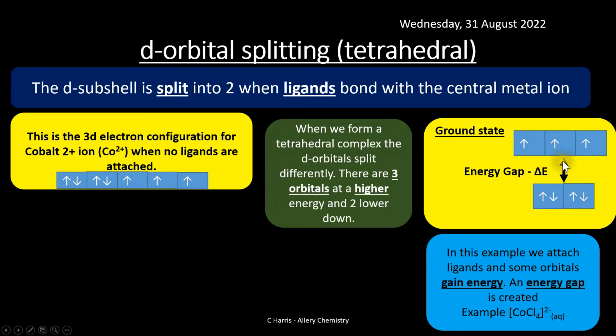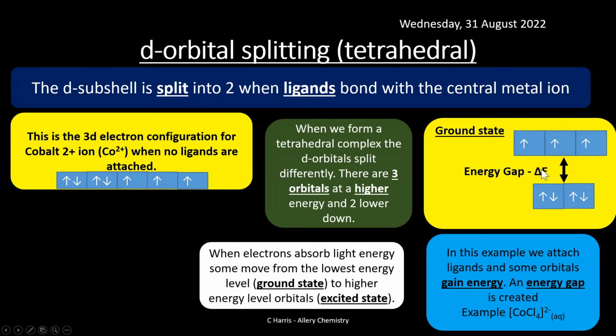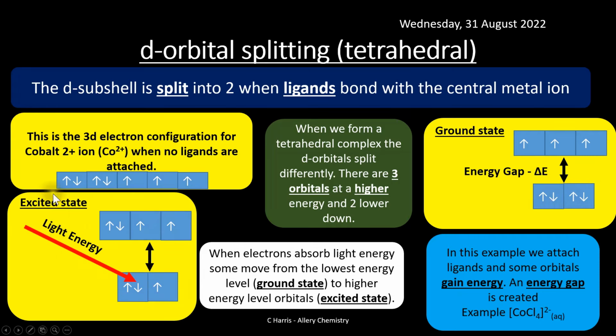We still have an energy gap that's created, so the principle is the same. When electrons absorb that light energy, some will move from the lower energy state and move to a higher energy excited state. You can see here we had 4 electrons in the bottom, and now one of the electrons has migrated up into the top, and light energy has been absorbed at this point. So you can see this splitting of the d orbital, this unique property of d orbitals and transition elements in particular, is that they can split depending on what they're bonded with, the type of ligands and the type of metal that you've got.